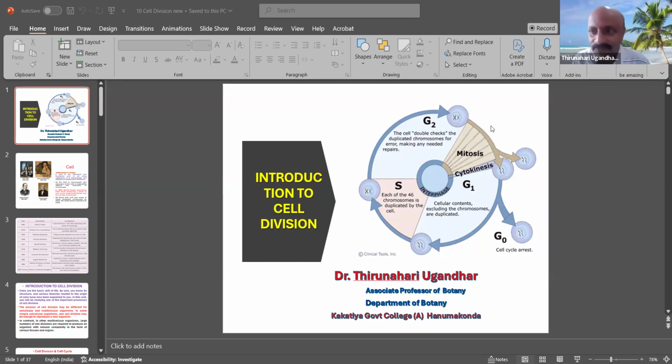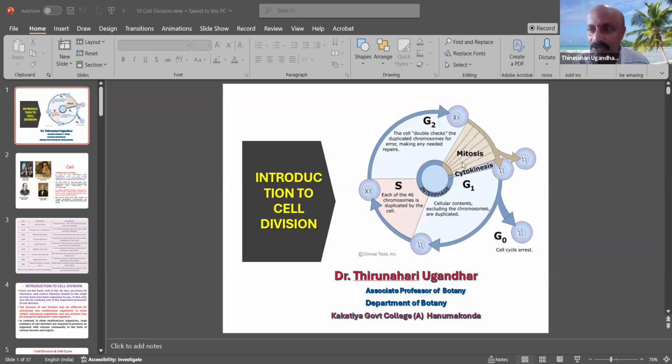Today we are discussing the introduction to cell division. In the last class, we completed chromosome structure, functions, and types. Now, cell division is important for the growth and development of living organisms, plants and animals. In plants, cell division takes place in two types, mitosis and meiosis. Mitosis occurs in the somatic cells of every living organism, plants and animals.